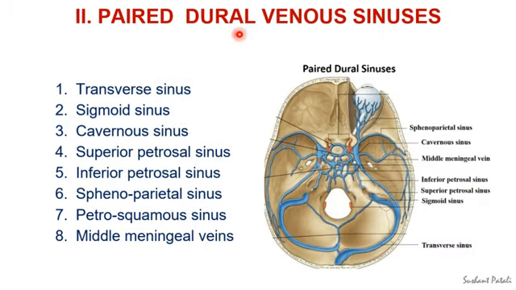Now let's see the paired dural venous sinuses, which, like I mentioned, are 8 in number. They are the transverse sinus, sigmoid sinus, cavernous sinus, superior petrosal sinus, inferior petrosal sinus, sphenoparietal sinus, petrosquamous sinus, and middle meningeal veins. These middle meningeal veins are sometimes known as middle meningeal sinuses. They are slightly different from the dural venous sinuses; they are similar to veins, therefore middle meningeal veins or vessels. So these are the paired dural venous sinuses.